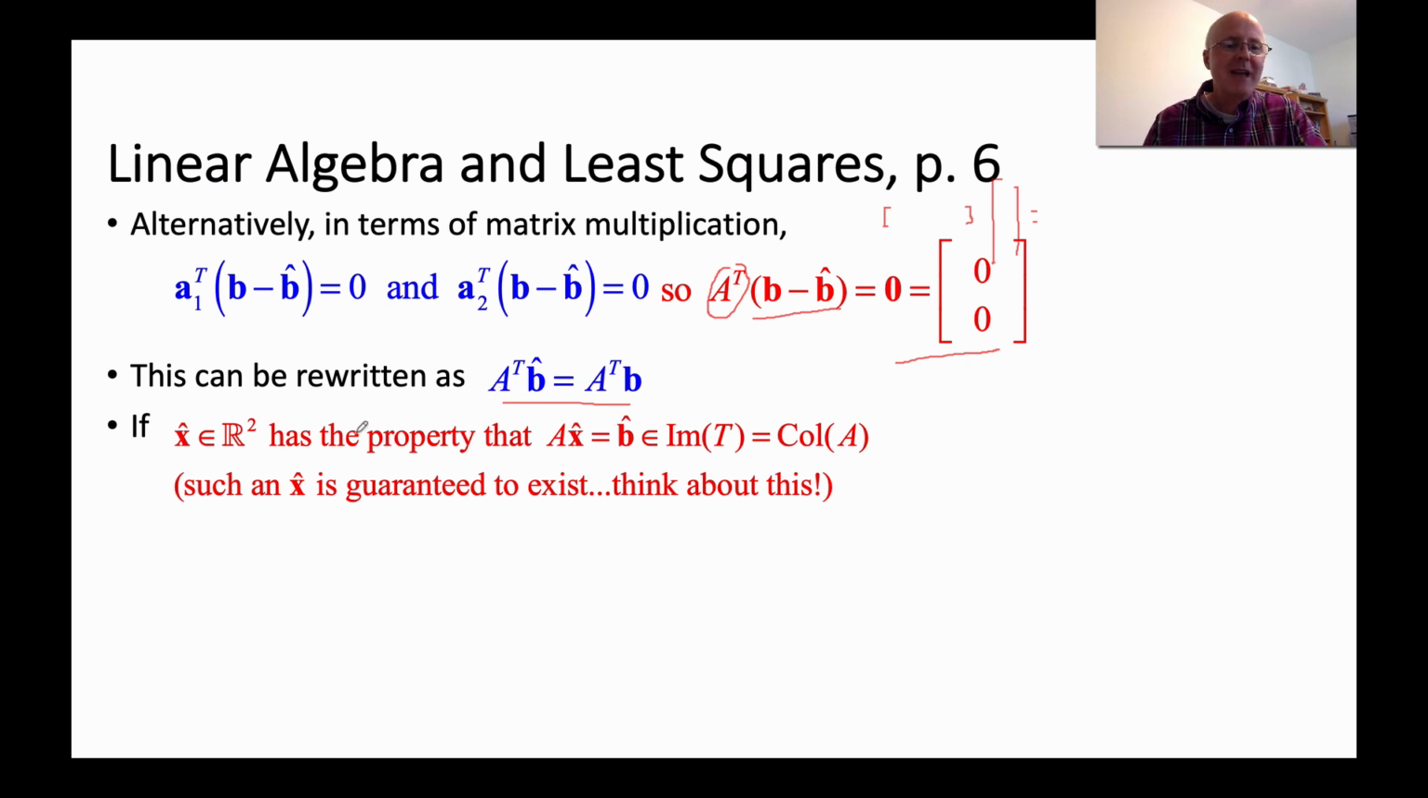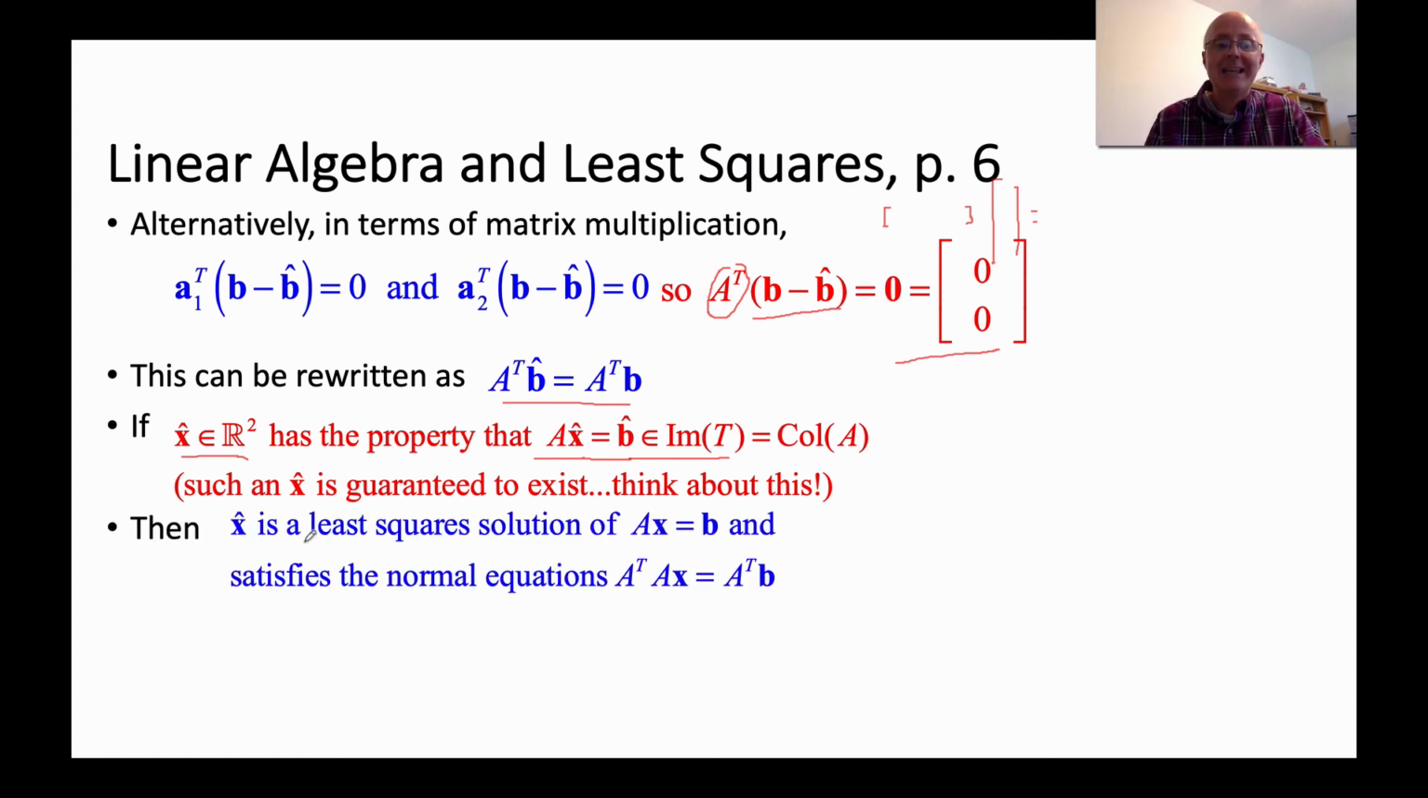Almost to the punchline. If X hat in R2 has the property that A times X hat equals B hat, such an X hat is guaranteed to exist. Why? Because B hat is in the image of T, the column space of A. Then we say X hat is a least squares solution. This is really a definition of the original system AX equals B.